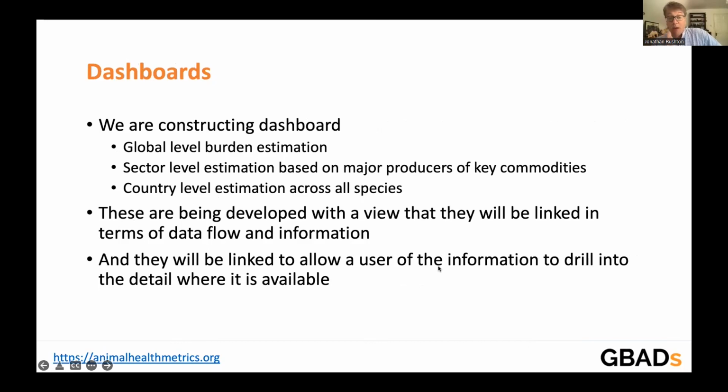And we're generating dashboards. I've shown you one or two things we're doing at the moment. They're not really publicly accessible at the moment, but we are intending to start to have dashboards where you can look at the global level of burden estimation, some sector level issues, say for fattening animals such as broilers, the dairy sector, with country level estimations where we can get hold of better data and better information.